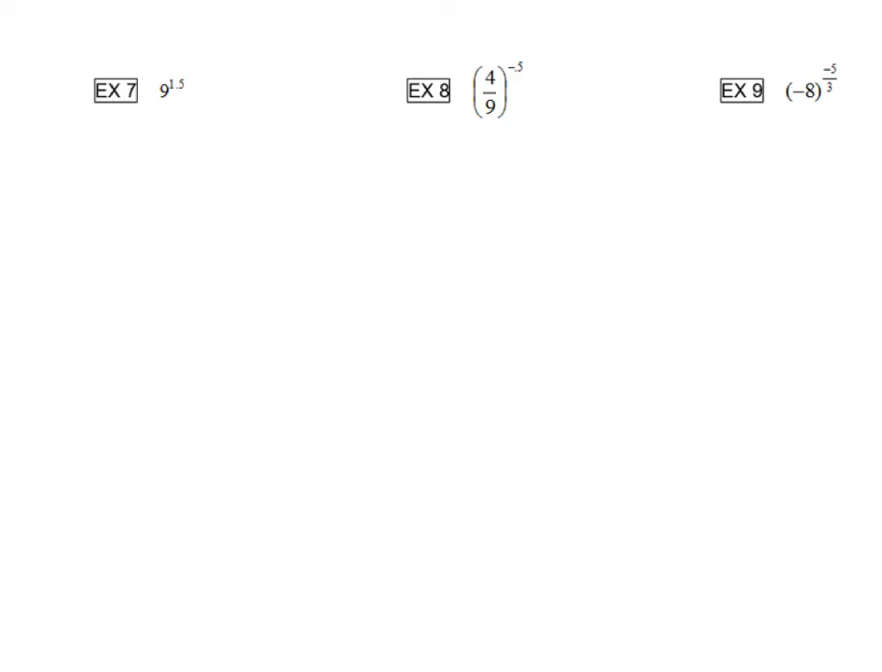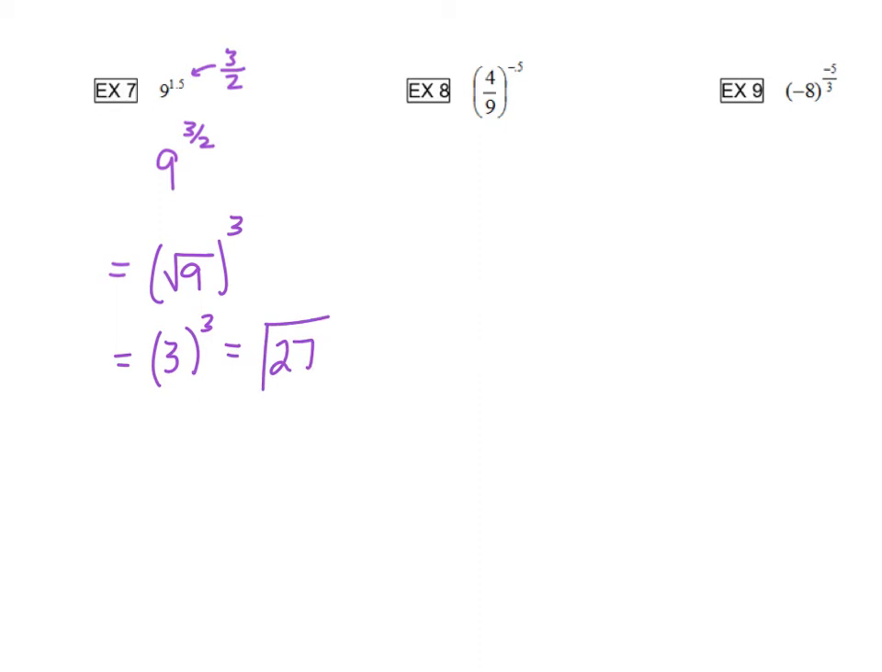All right, example 7, we have 9 to the 1.5 power. So again, when we have that decimal exponent, let's go ahead and think of what that is in fractions. So 1.5 is equal to 3/2. So really we're looking at 9 to the 3/2 power. We're going to rewrite that looking at your root first. It's the 2nd root. 2nd root is a square root of 9. And then we are going to go ahead and raise that to the 3rd power. Square root of 9 is 3, and 3 to the 3rd power is 3 times 3 times 3, which gives us 27.